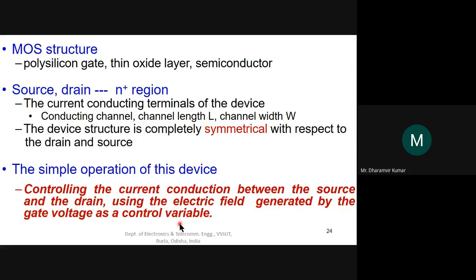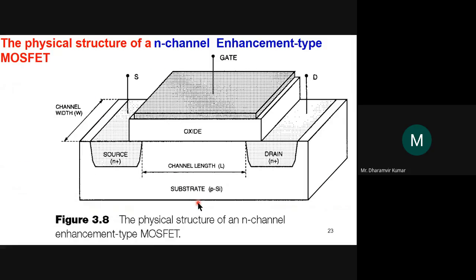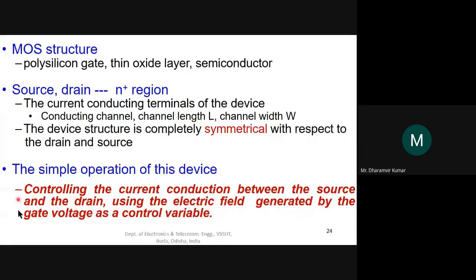Okay, so when we apply a gate voltage at the gate terminal, there is a formation of electric field in this region, and because of the effect of this electric field, it controls the flow of electric current between source and drain. This is the whole operation of this particular MOS device. So remember this operation, that how do we control the current conduction between source and drain. Then it will help in understanding the other things related to this MOSFET device. So till this point, any doubts, anything from the students?